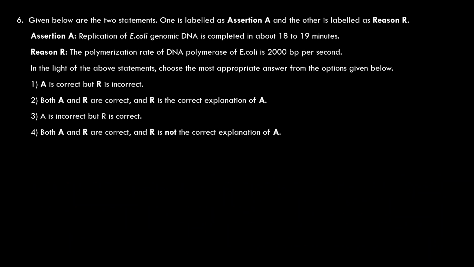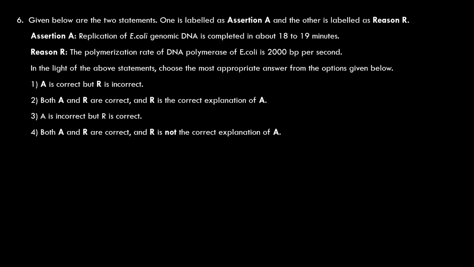Assertion-reason type. Replication of E. coli genomic DNA is completed in about 18 to 19 minutes. In your book it is given as 18 minutes, but actually it takes slightly more than 19 minutes. Right? Assertion is correct. The polymerization rate of DNA polymerase of E. coli is 2000 base pairs per second. Yes, 2000 base pairs per second.